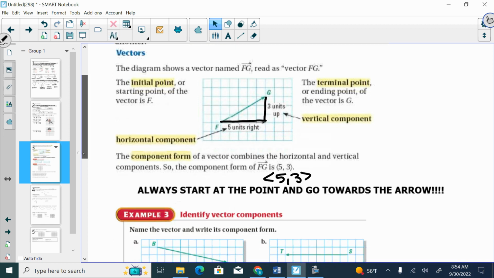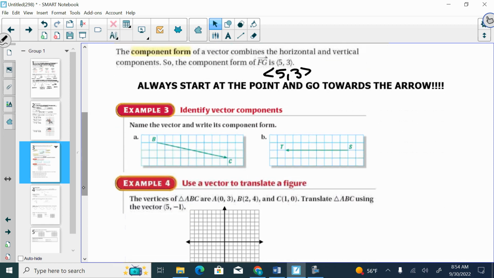Okay. All right, so on example 3, they want us to name the vector and write its component. Okay. Well, what would we call the vector on A? The other one was FG. This one is BC, right? Okay, so this is the vector BC. And we know it's BC because C is the arrow, right? The C has to go on the end. All right. And to get from B to C, am I going to move up or down? Down. And then I move to the right.